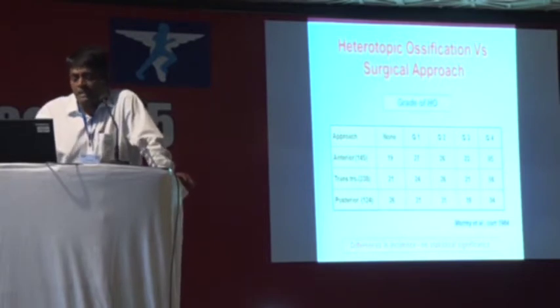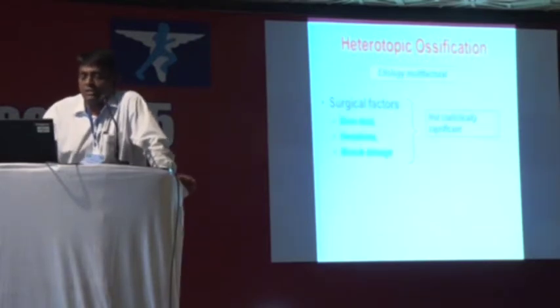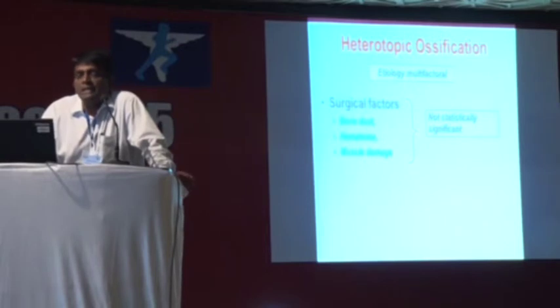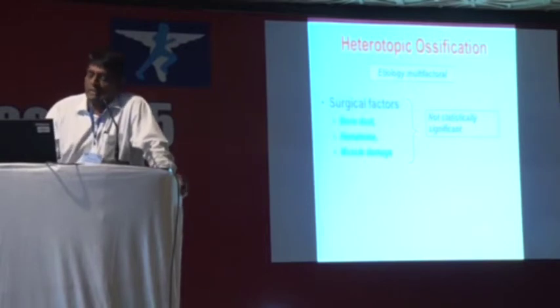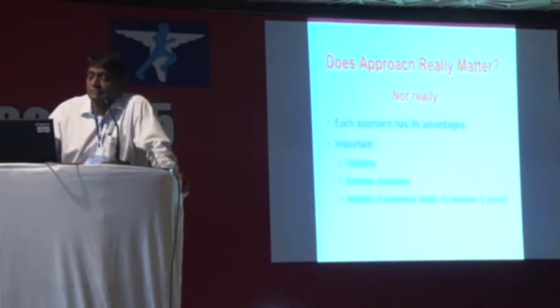Heterotopic ossification, if you look at the literature, has no relation to the actual approach. It's more a question of how you do the surgery. So you avoid bone dust, hematoma, muscle damage, then you find that the rate of HO is exactly the same, whatever approach you use. So trauma to the soft tissue during the surgical approach is more important than the closure approach.